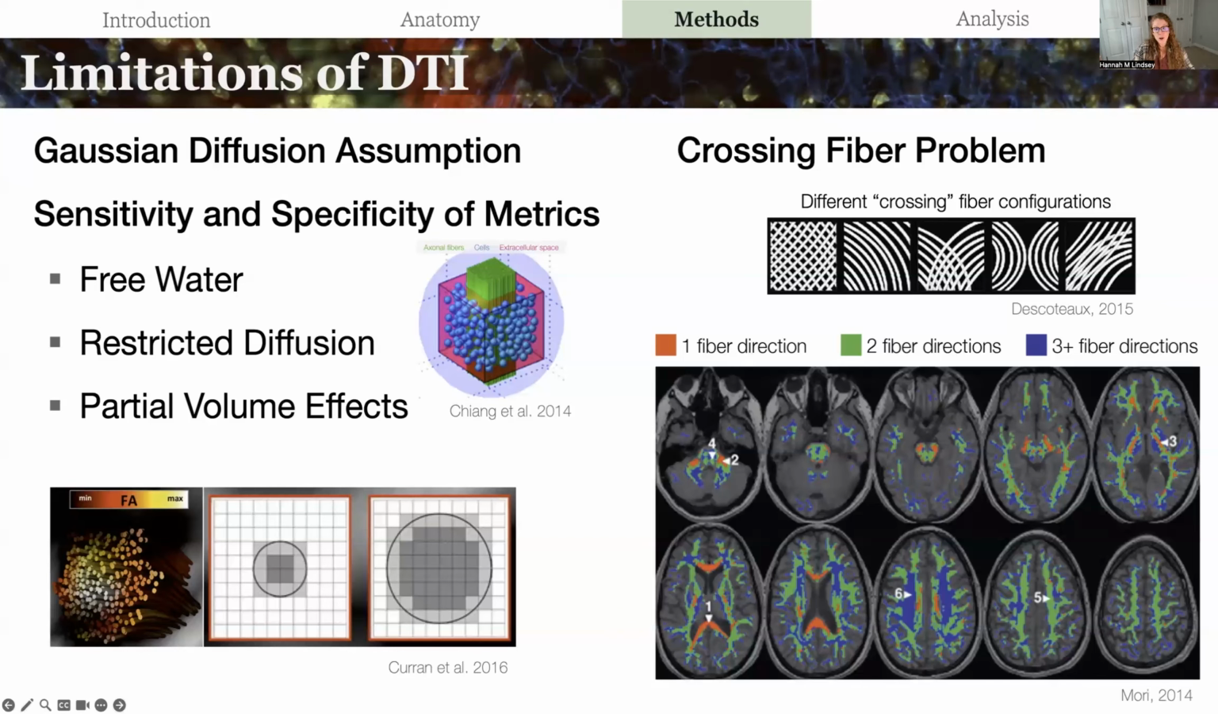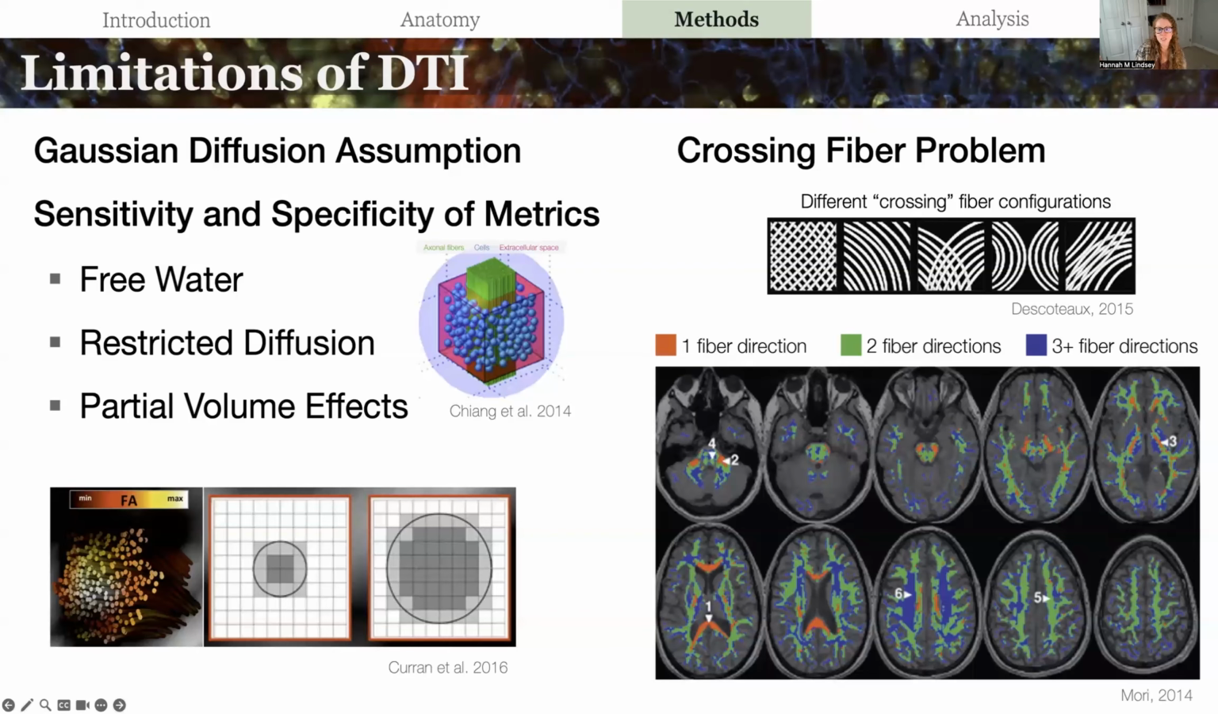This is particularly problematic because FA is often used as a proxy for white matter integrity, and misinterpretations can lead to incorrect conclusions about someone's health or pathology of the tissue. So it's really important that we know this is an issue, because otherwise these misinterpretations are made and can have vast implications.